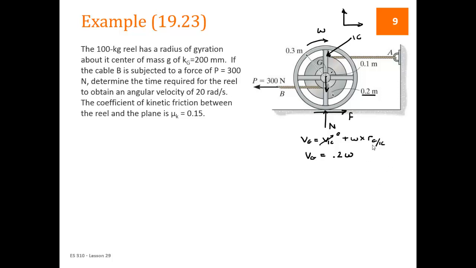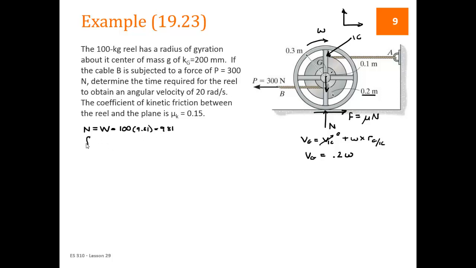So we need to figure out the value of this friction force. To do that, we know that this is going to equal mu times N, so we need to find N. Well, the only two forces acting in the y direction here are the weight and N. So N is going to equal the weight, which is equal to 100 times 9.81, which is equal to 981. All right.